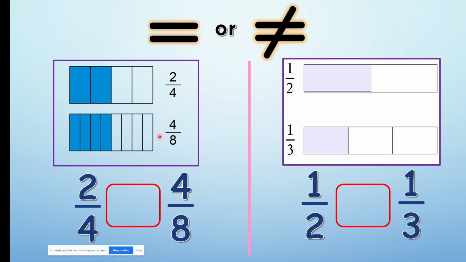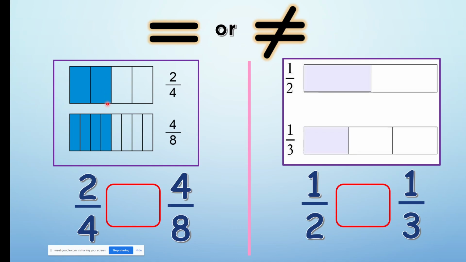But since they have the same size, you will see this one is cut straight with this one. It means, are they the same? Are they equal or not?